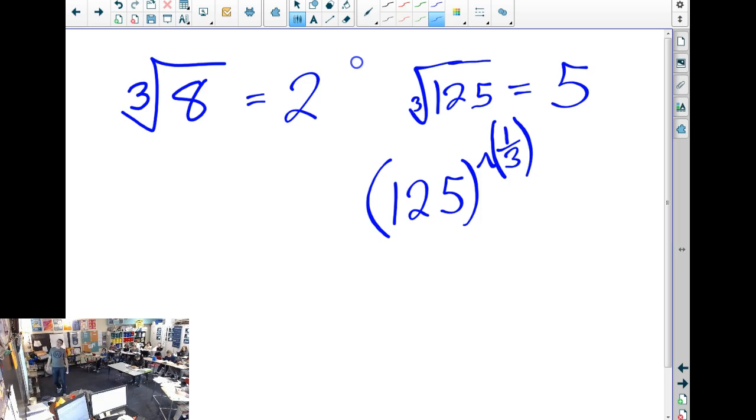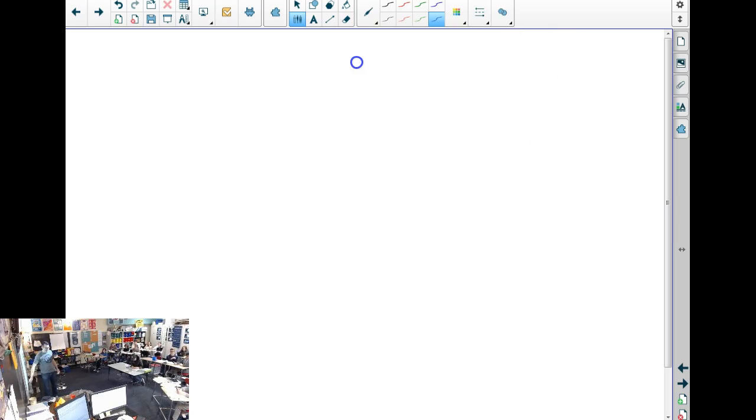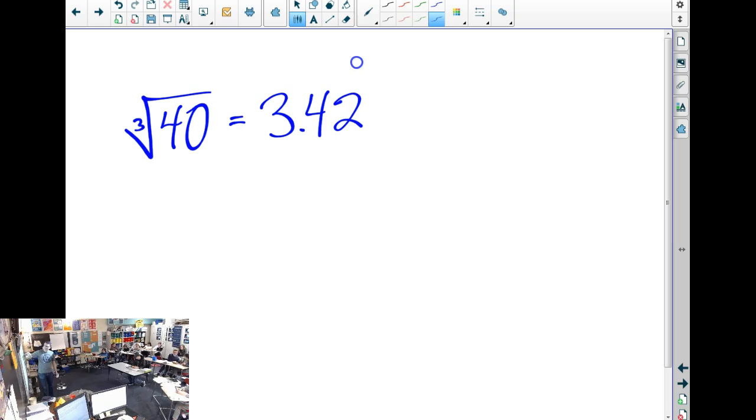So now moving on, cube root of 1,000. Yeah, I know. What is it? 10. Now we only did it because I did it, right? CPM didn't do it yet. And then cube root, we have to write the cube, the 3, of 40. If you do it in your calculator, 3.42.